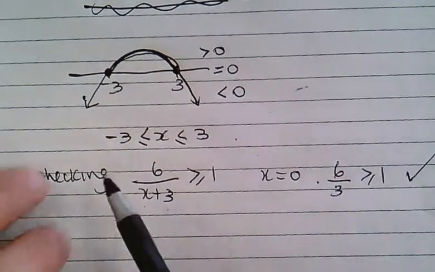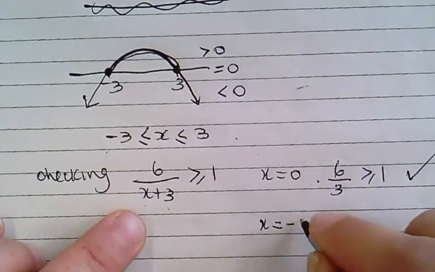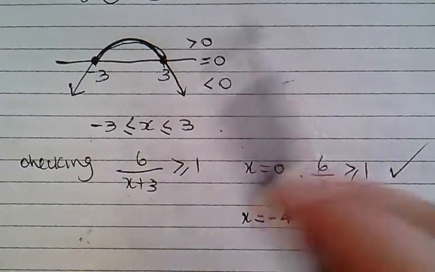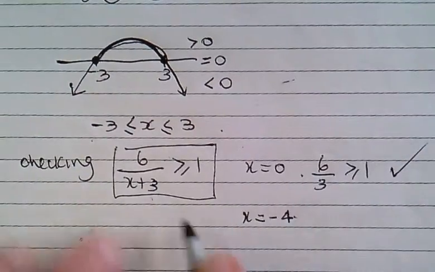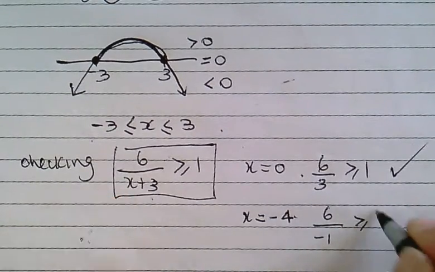So we know that's true. Let's try something that we know is not true. Let's try negative 4. That should not work. So here's the original question. If I put x is negative 4, what do I get? 6 over negative 1. Is that true?